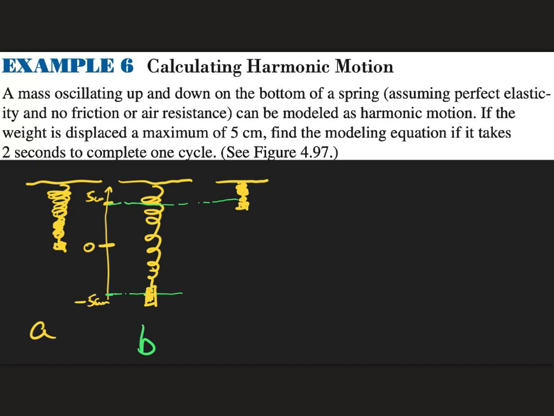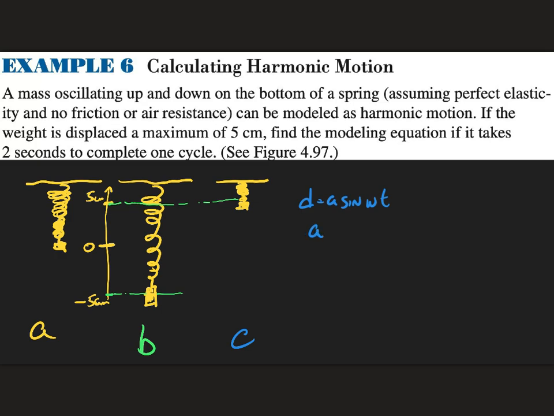And C, the mass snaps up to a fully compressed position on a spring. And this is harmonic motion, something oscillating up and down. Okay, since the mass is going up and down, we're going to use D equals A sine omega t.